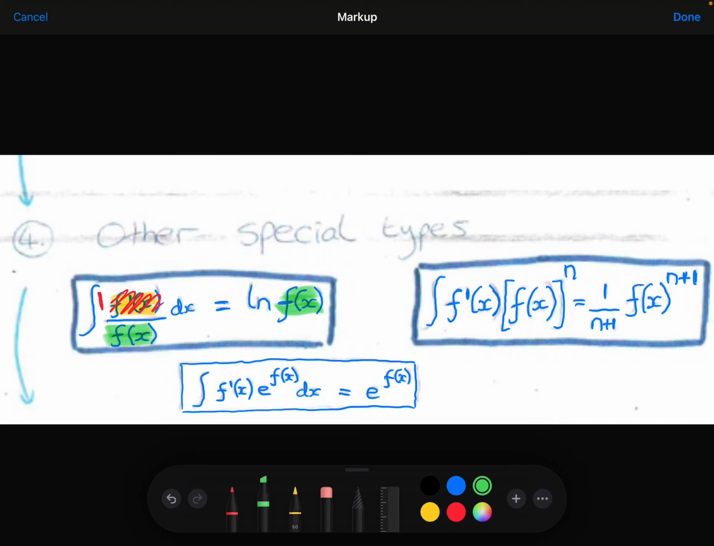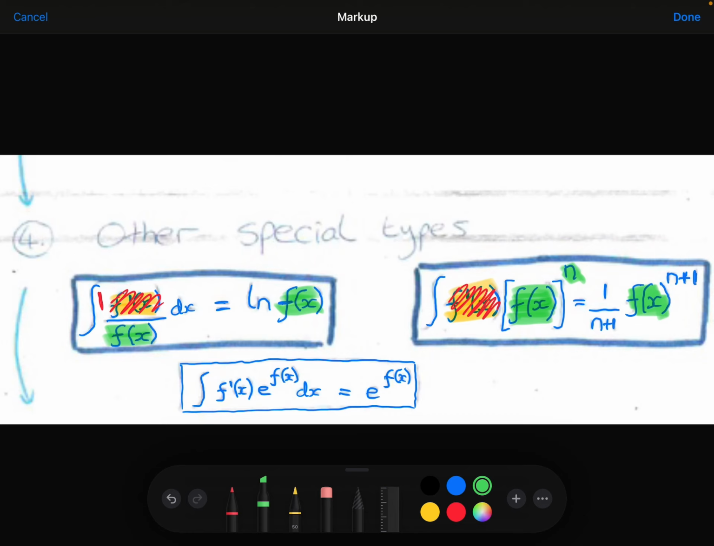In the next example, I've got a function inside a power that's being multiplied by its derivative. Again, I would ignore the derivative completely and integrate the power function the way I normally would. And when I integrate a power function, I add 1 to the power and divide by the new power, with the function being on the inside.